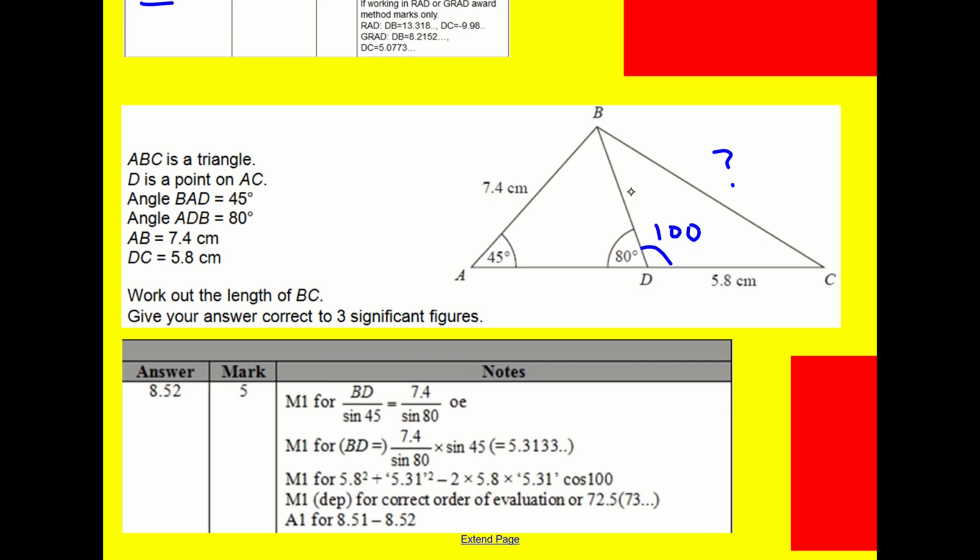So we need to work out what BD is. In that situation, we need to use the sine rule first of all, and that will allow us to work out BD. So BD over sine 45 is 7.4 over sine 80. Rearrange it and get that BD is 5.3133. And once you've got that, you're in business. You're in the same situation you were before. So expect that sort of thing.